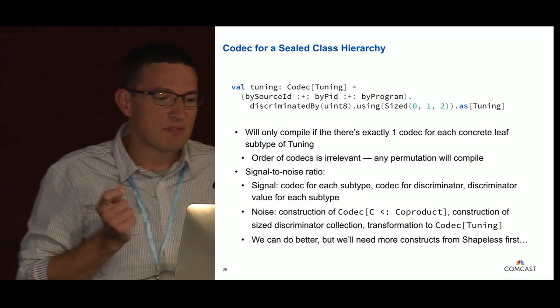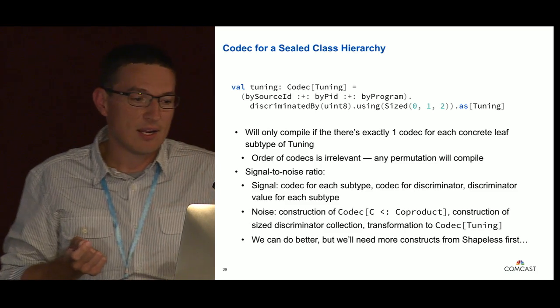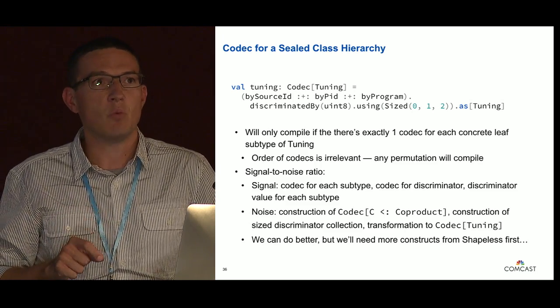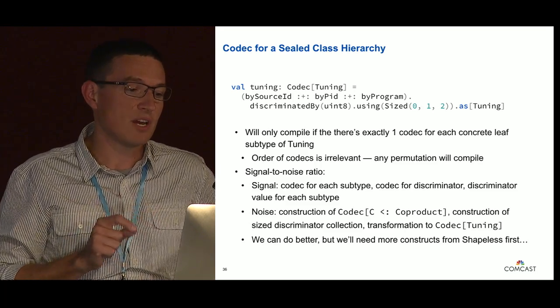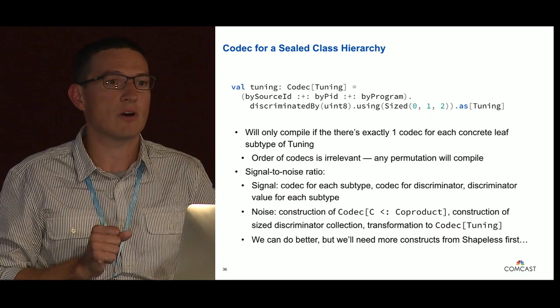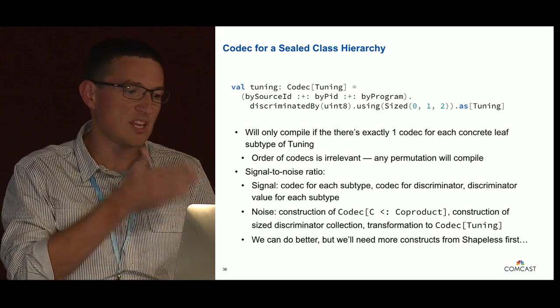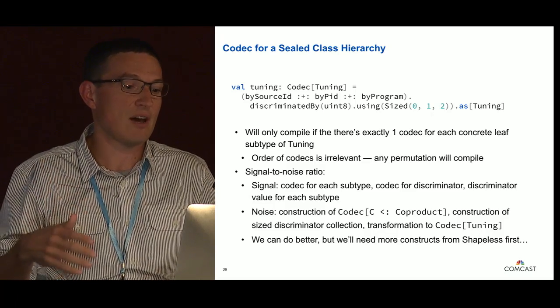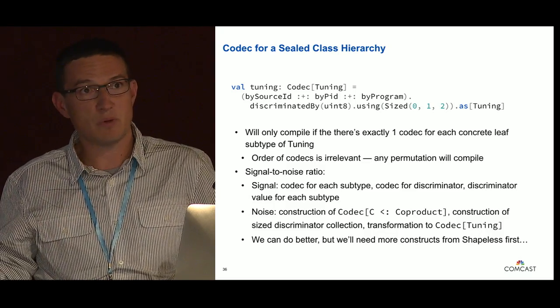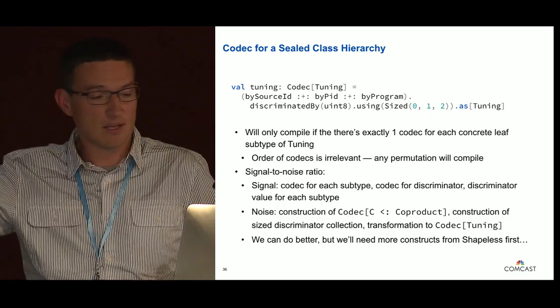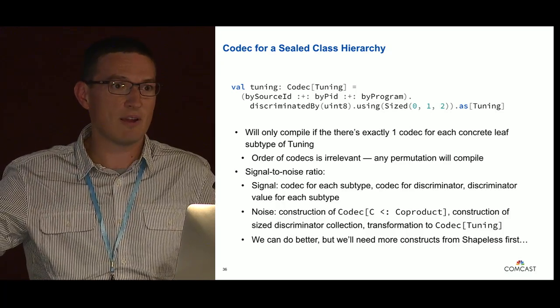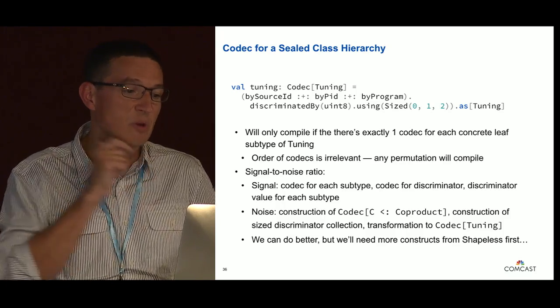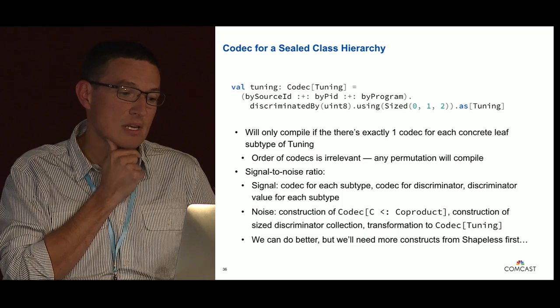Some interesting properties of this syntax. One is that it will only compile if we have exactly one codec for each leaf subtype of our tuning trait. So here we have by source ID, by PID, and by program. If we extended that with another codec, or we dropped one of those out, the as method would fail. The compilation of size would fail unless we adjusted for that as well. But most importantly, the as binding would fail.